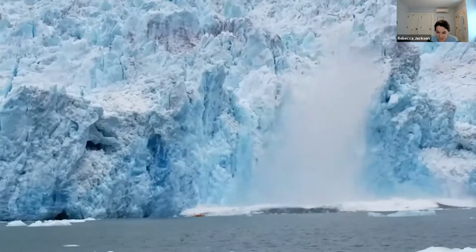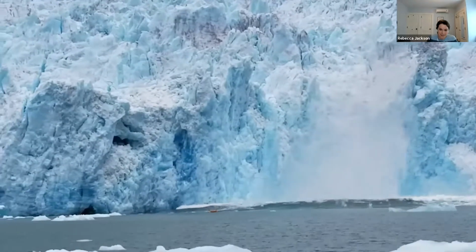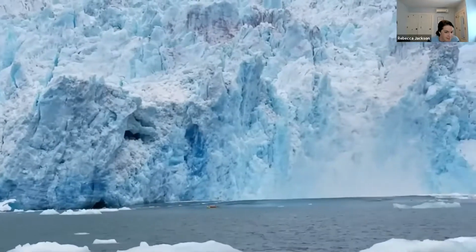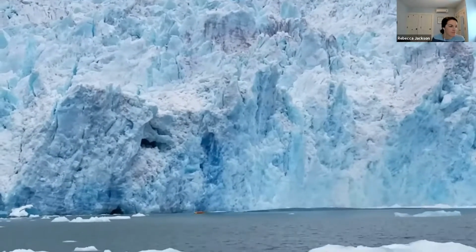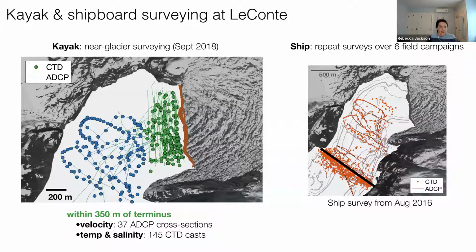But this also just helps illustrate why we stay back in the boat and send these relatively disposable kayaks up to the glacier. So this allows us to do a ton of near glacier surveying. I'm going to focus on an intensive campaign in September of 2018, where the kayak surveying, in green, got a whole bunch of repeat velocity sections and 145 casts of water properties.